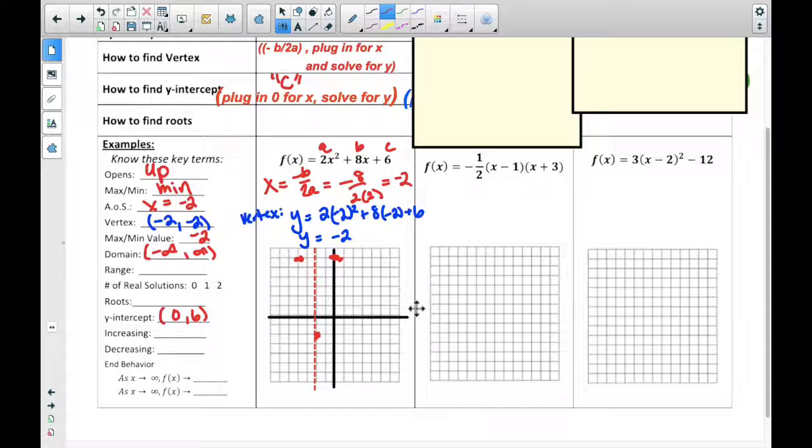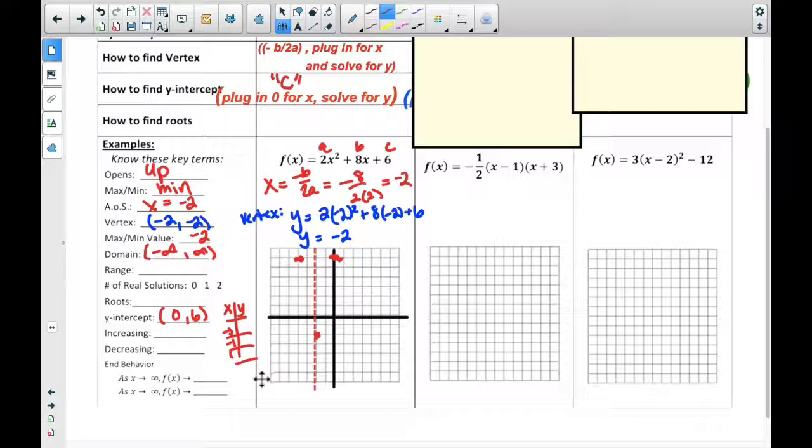Now, I do need a couple more points, and there are a couple of different ways you can do that. One is you can always go back to a table of values. So you can just create a table of values and maybe choose negative 3 and negative 1, or positive 1. You just pick whatever numbers you want and plug those in. That's one way to do it.